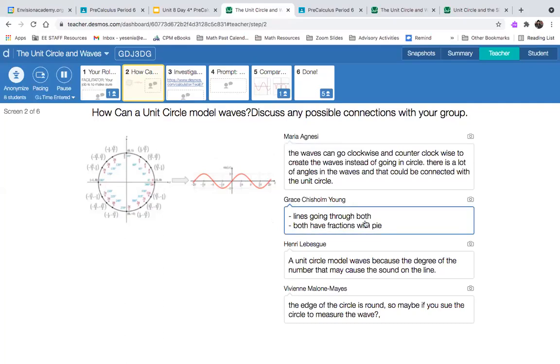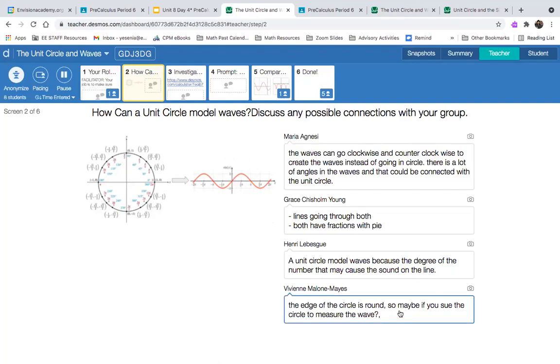Grace's group says that lines are going through both. Not sure about lines. I don't know if you mean like these lines, like the X and the Y axis. And then it says both have fractions with pi. So there's another group that is noticing that connection with the radian and this X axis where they both have pi. Henri's group says a unit circle models waves because of the degree number, may cause the sound of the line. So they're thinking there's a connection between these degrees and sound.